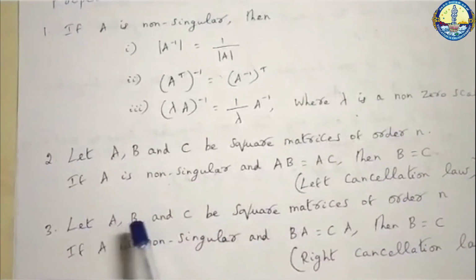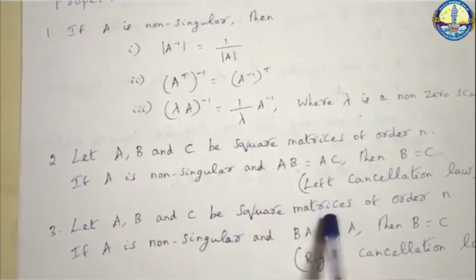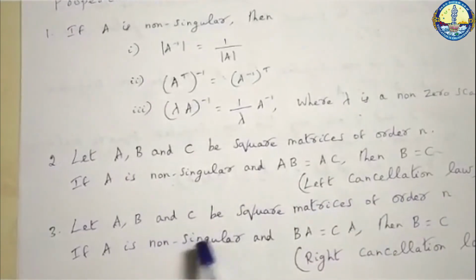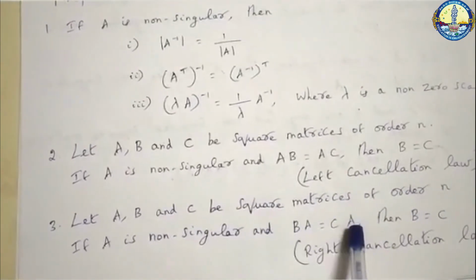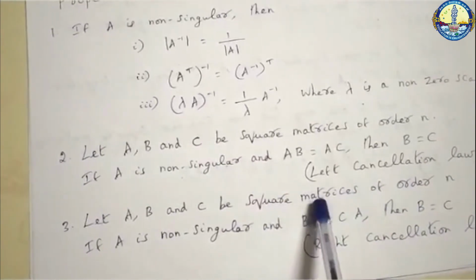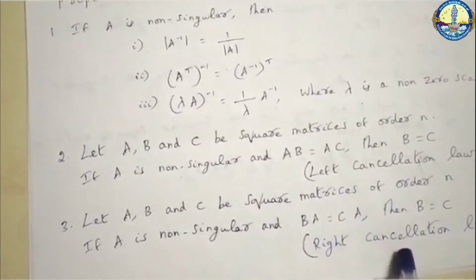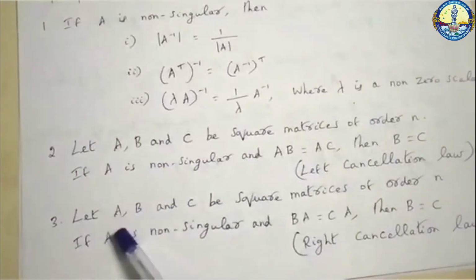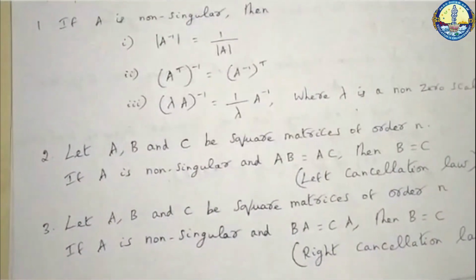Similarly, let A, B and C be square matrices of order n. If A is non-singular and BA equals CA, then B equals C. Here A is present on the right and we cancel it, so this is called the right cancellation law. These results will be helpful to solve problems.